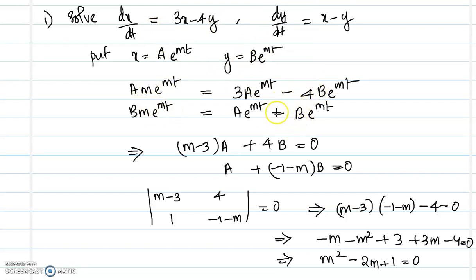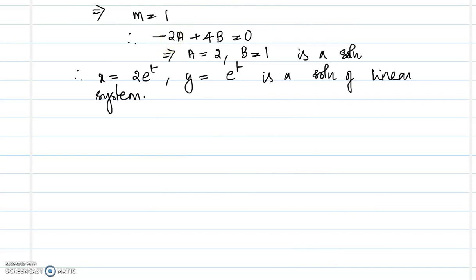Dividing throughout by e raised to mt, we will get (m minus 3)a plus 4b equal to 0, and a plus (minus 1 minus m)b equal to 0. So we will get a non-trivial solution when the determinant is equal to 0. Upon taking the determinant, you will get the equation m square minus 2m plus 1 equal to 0. That is (m minus 1) whole square equal to 0. So you have the root 1. That is the only root.